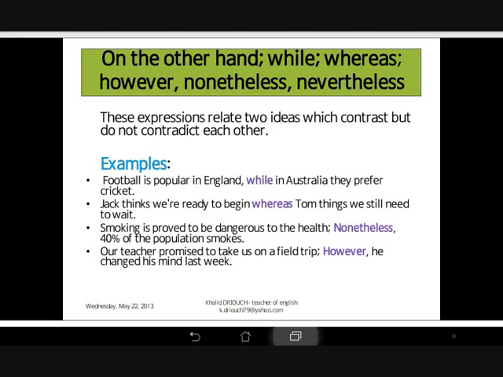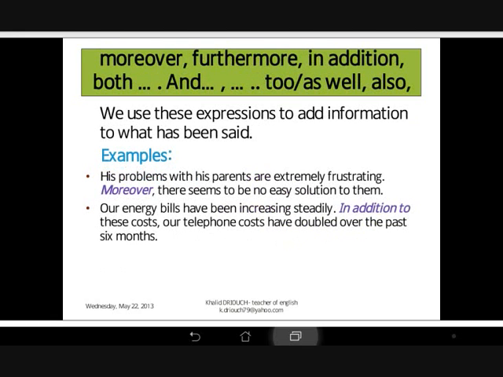We have moreover, furthermore, in addition, both and, too, as well, also. We use these expressions to add, plus. Add in mathematics is plus. To add information to what has been said, simply because we want to add an idea to another idea that might be similar or talking about the same thing.